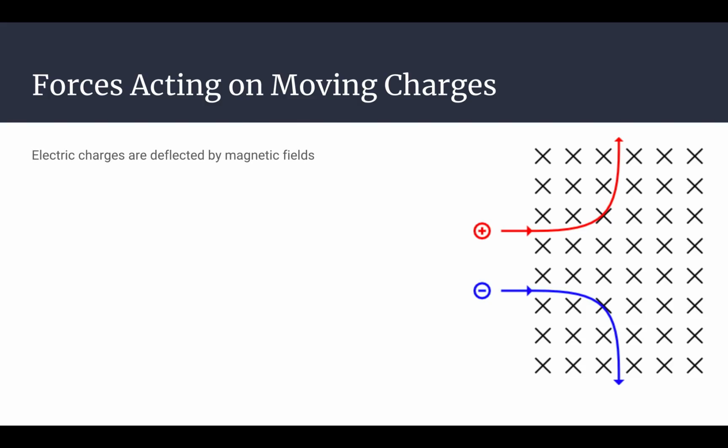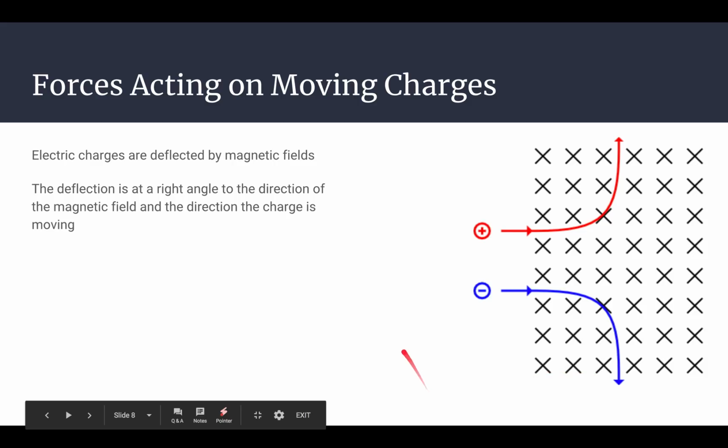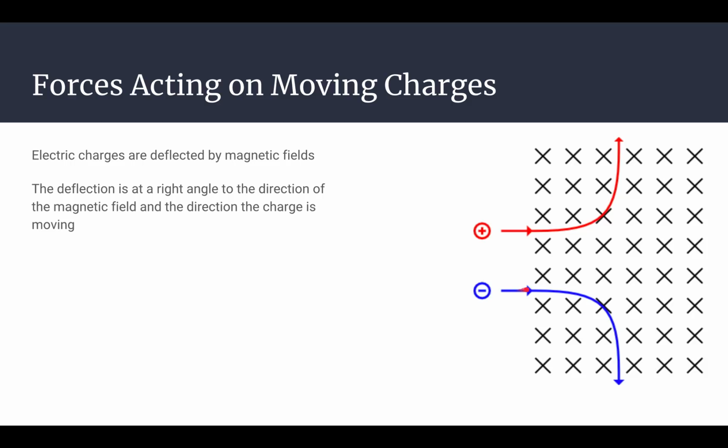All right, let's talk about forces acting on moving charges. Electric charges are deflected by magnetic fields. The deflection is at a right angle to the direction of the magnetic field and the direction the charge is moving. So we see this charge enters the field and it moves at a right angle. The same thing for this charge as well. And that right angle, because we're in 3 dimensions, is based both on the direction of the charge and the direction the magnetic field is pointing.